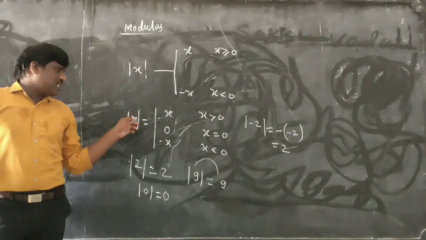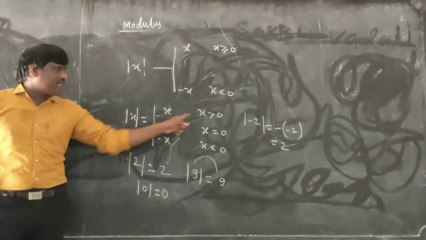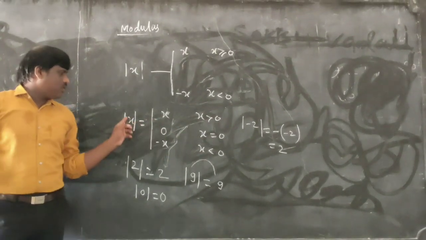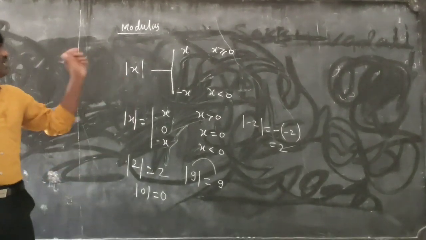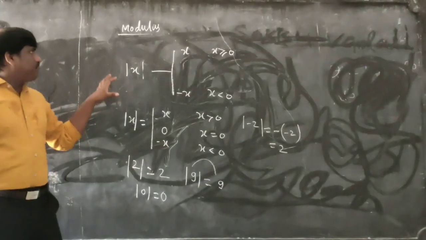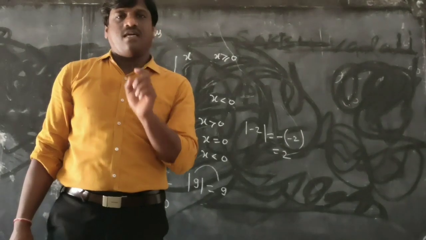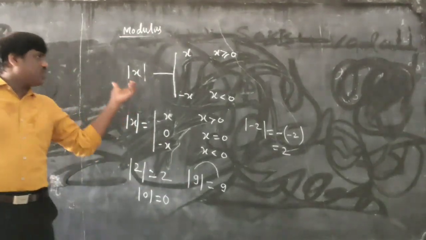So the mod x function behaves in three parts. Mod x value will be x when x is greater than 0. Mod x is 0 when x is equal to 0. Mod x is minus x when x is less than 0. This is the definition of mod x. I repeat again, the modulus properties are very important. Modulus problems are very important for JEE. So before that I am just giving the introduction of modulus.